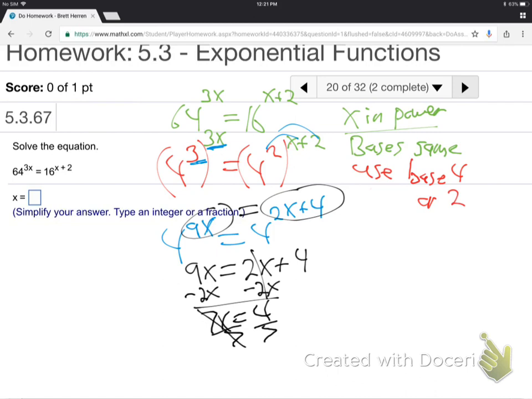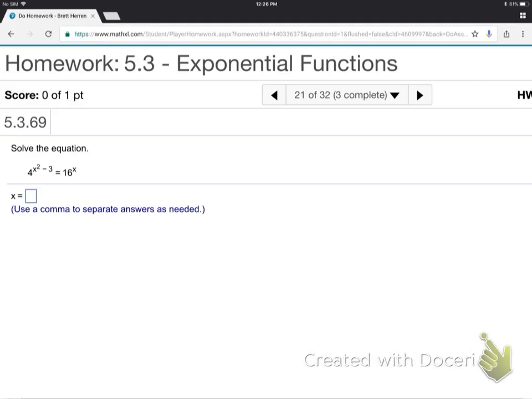We didn't even have to do anything. You did it like this to solve for x. Say that again? 7x equals 4, divided by 7. Minus 2x, you get 7x equals 4.